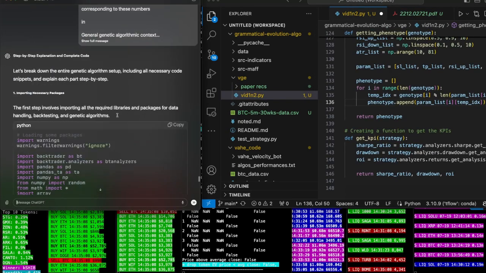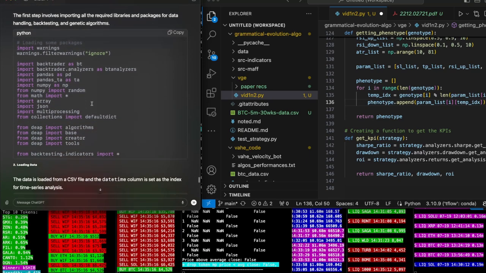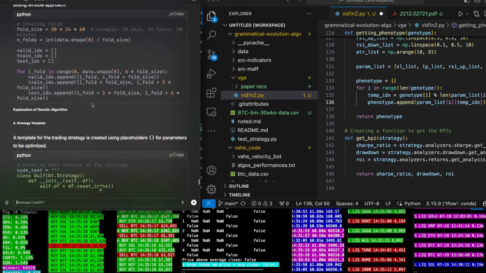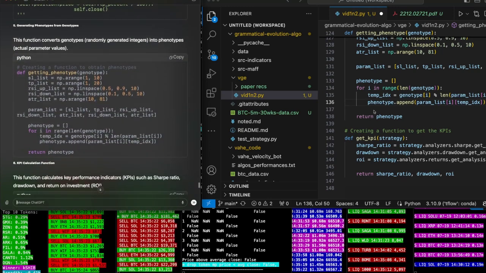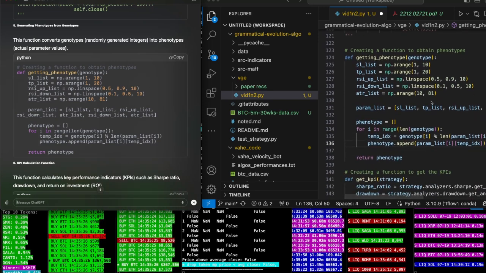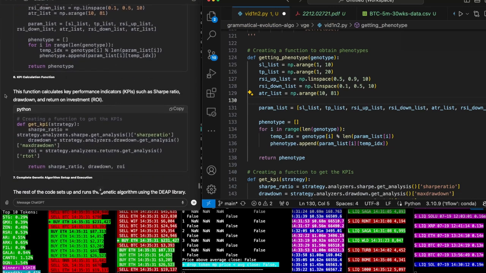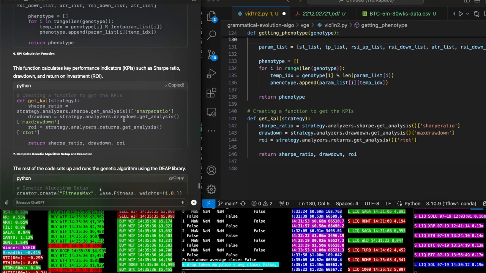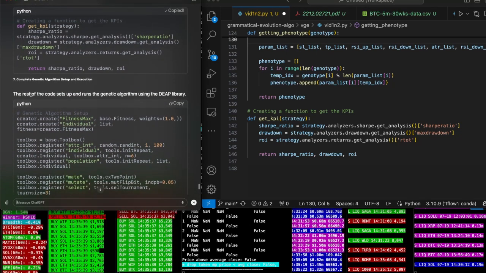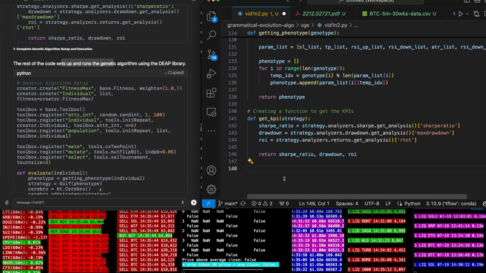All right, let's go ahead here and read through it. Let's break down the entire genetic algorithm step by step, including all necessary code snippets, and explain each part. So these are the imports. We already went through these. This is the strategy. We already went through that. This is getting the phenotype here. So we got phenotypes, we got genotypes. This gets the KPIs. Okay, let's get all of it. It's all in there. Cool. And then here, the rest of the code sets up and runs the genetic algorithm using the DEAP library.